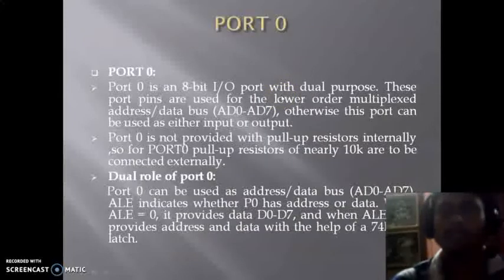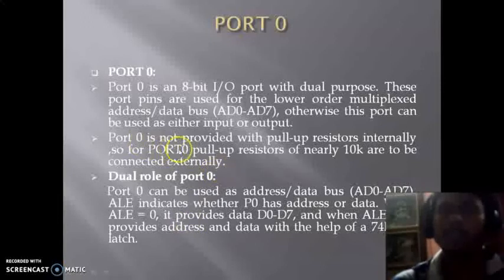Now first I am just going to discuss port 0. Port 0 is an 8-bit input-output port with a dual purpose, and it can be used as a multiplexed address data bus also. This multiplexed address data bus can be separated by using the ALE signal. AD0 to AD7 is connected with the 74LS373 latch, and we have to provide an ALE signal to it. If we provide an active high signal, then it will behave like an address bus, and if we provide ALE as 0, then it will behave like a data bus.